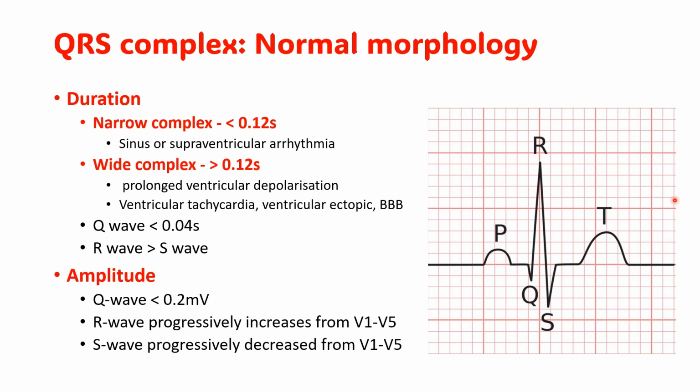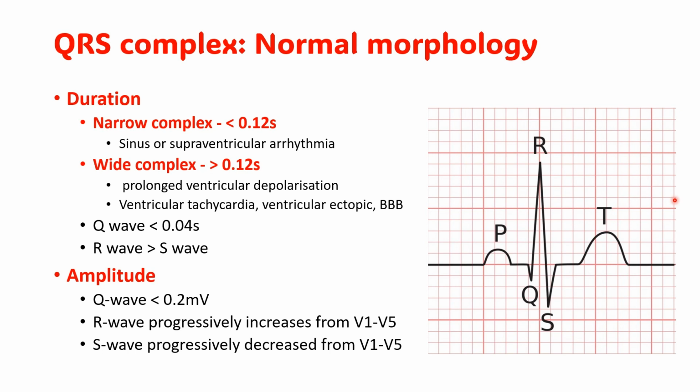The reason for this is the gradual increase in muscle mass from the right to the left ventricle, because remember that the left ventricle has a thicker muscle mass than the right side. So when we're looking at our ECG trace going from leads V1 to V5, the amplitude or the height of the R wave is going to increase because we've got more muscle mass. Therefore, there's going to be more electrical conduction picked up by the ECG machine.